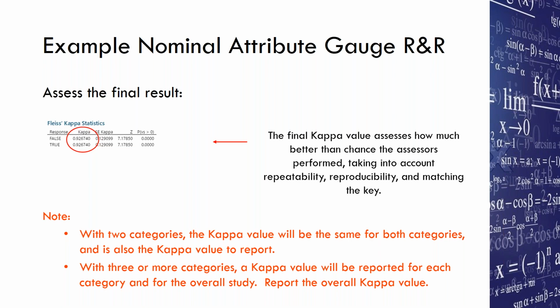However, when you have 3 or more categories, a kappa value is going to be reported for each category, and then there's going to be an overall kappa value. The value that you want to report is the overall kappa value. And the reason there are kappa values for each category is so that you can do some troubleshooting and determine which categories your assessors are having problems with. And we'll see that in the example that I show a little bit later.